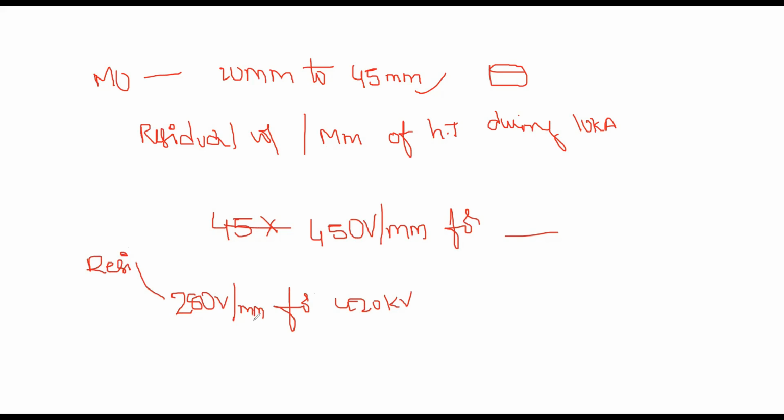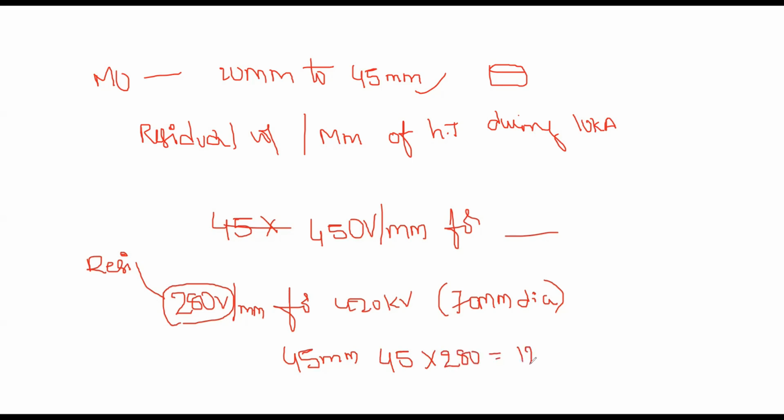The residual voltage per millimeter for a 420 kV lightning arrestor is with a diameter of 70 mm metal oxide. Now, in the 400 kV case, let's assume we have 45. Suppose I take a 45 mm high lightning arrestor, so 45 into 280 volts. Each can withstand 280 volts, which gives you nearly 12.5 kV.